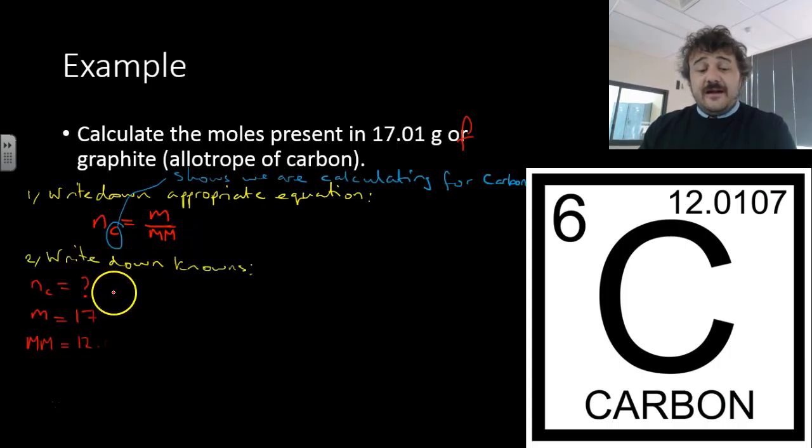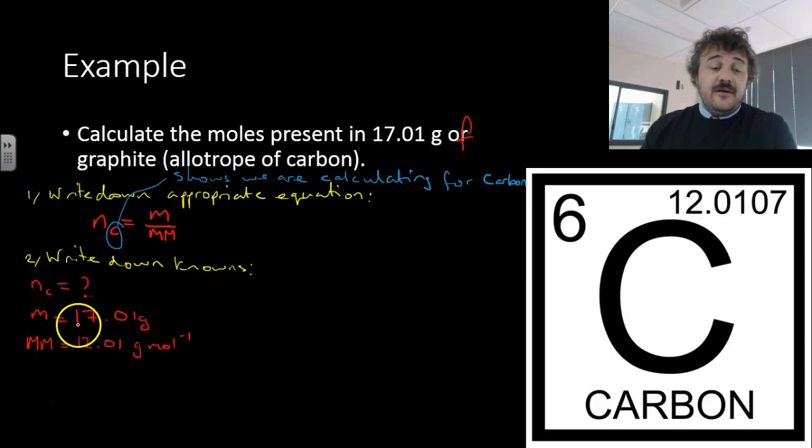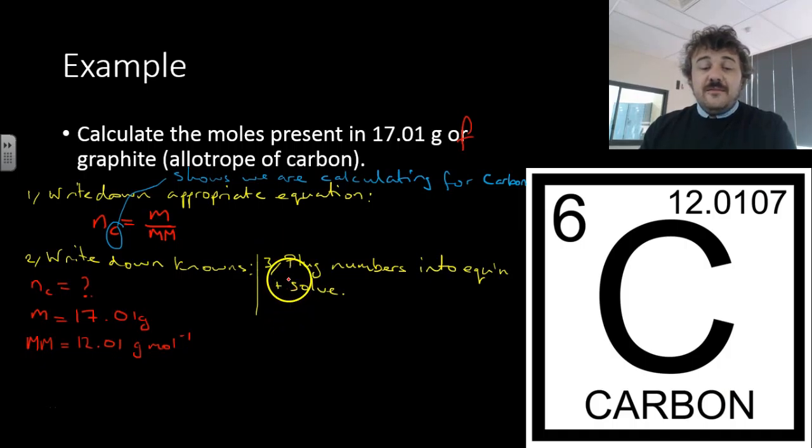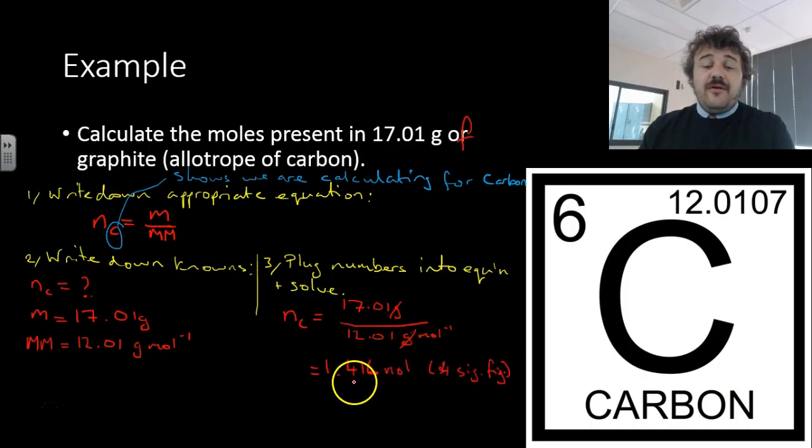Next thing we do is we write down our knowns. So we don't know how many moles we have. What we do know is the mass and the molar mass, because we looked this one up and this one was weighed if you're doing this in the experiment. Now it's really simple. We just plug the numbers into the equation and solve it. 17.01 grams of carbon divided by 12.01 grams per mole. If we then cancel these out, that would give us 1.416 moles of carbon.